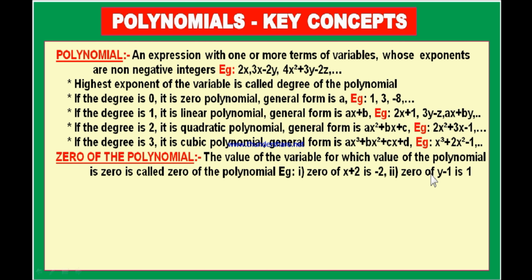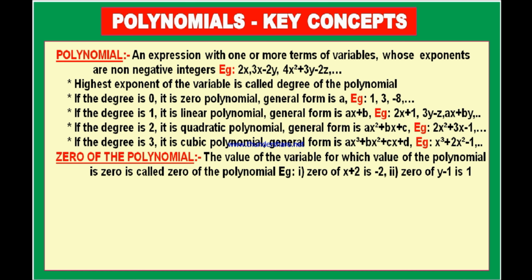Another example, y minus 1 is a polynomial. Now in the place of y, if we substitute 1, then it is 1 minus 1, which is 0. Now if we substitute y is equal to 1, then the value of the total polynomial becomes 0. Therefore, this 1 is called 0 of the polynomial y minus 1.